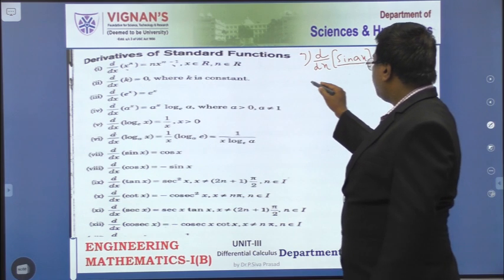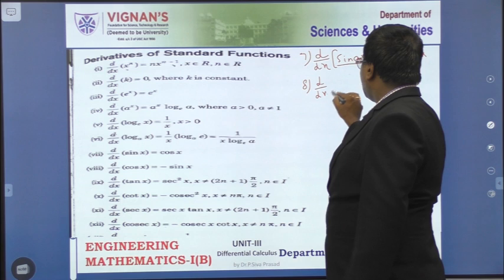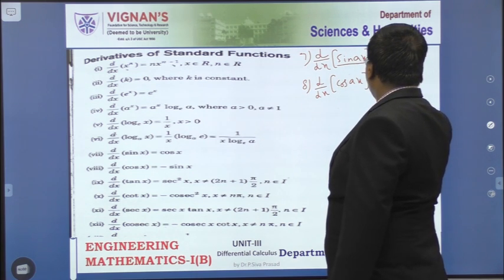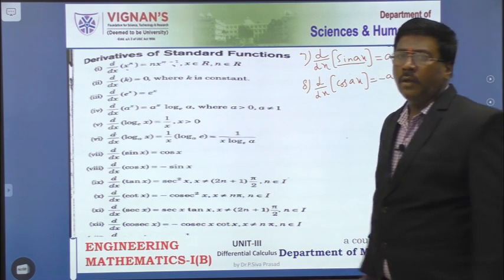Now the eighth one is d by dx of cos ax is equal to minus a into sin ax.